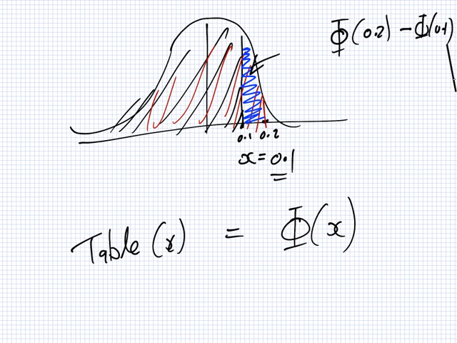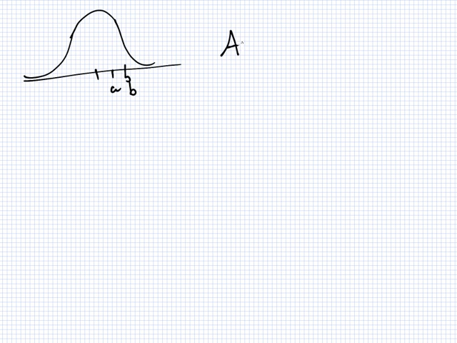I want to give you some useful results that will help you out here. So you probably want to write these down. So the first one, if you need it between A and B. So if you want the area between A and B, that's just going to be phi B minus phi A.